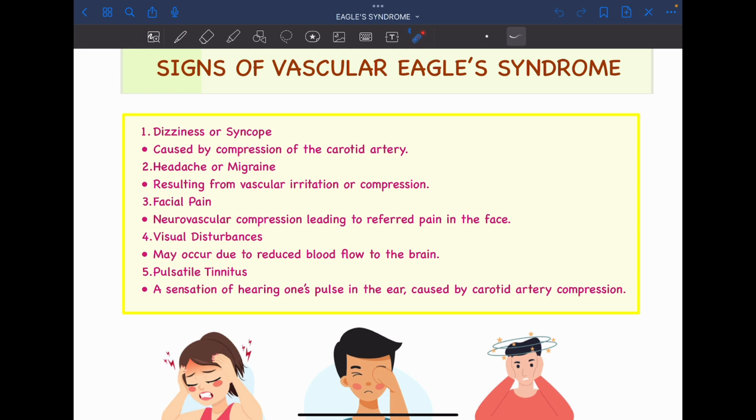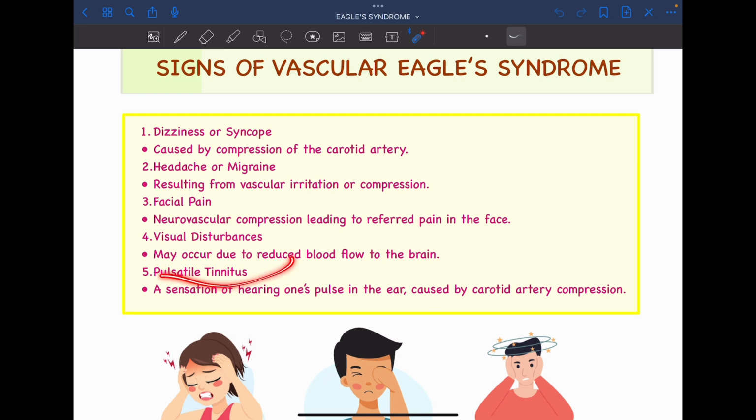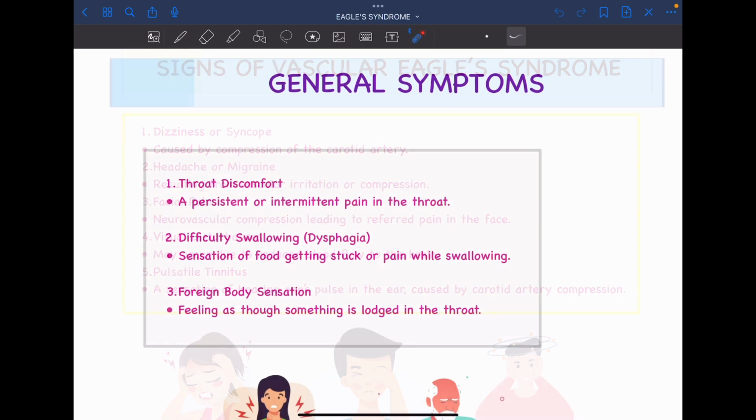Then there are visual disturbances again because of reduced blood flow to the brain, and there is a pulsatile tinnitus, right? Previously we have seen in case of classic Eagle syndrome there is otalgia, right? There is otalgia or ear pain. Here we have a pulsatile tinnitus. It is nothing but a sensation of hearing one's pulse in the ear. Now this is very characteristic and it is caused due to compression of the carotid artery.